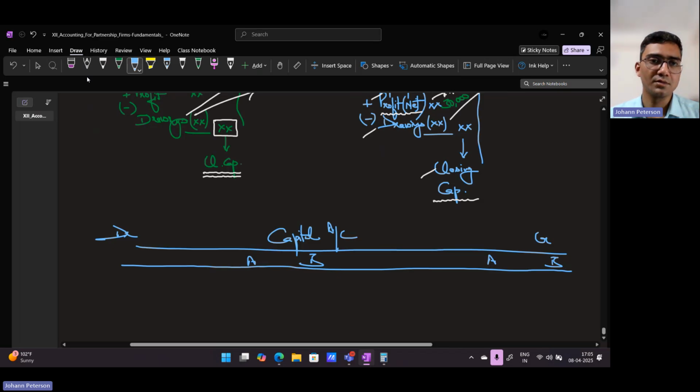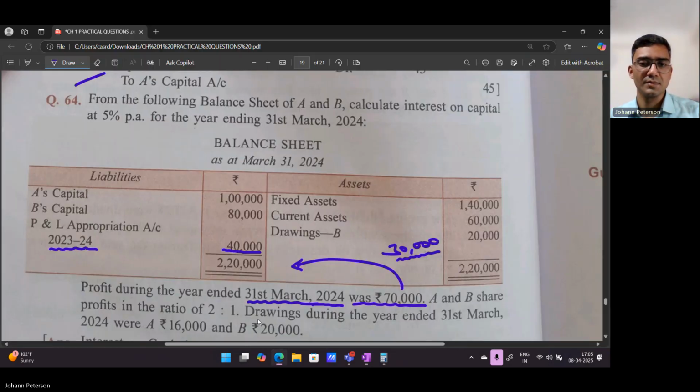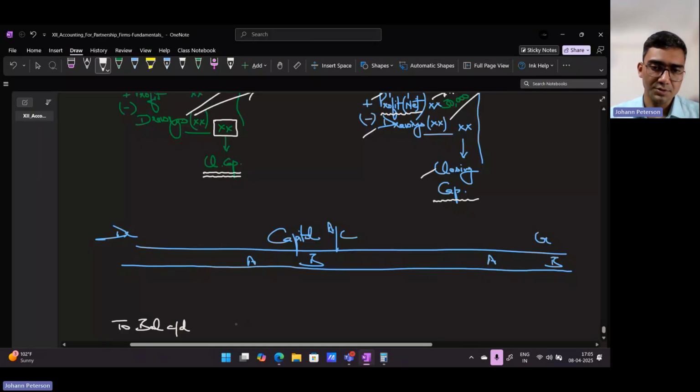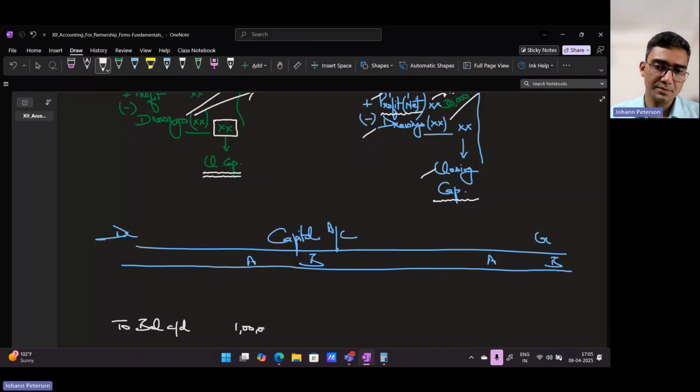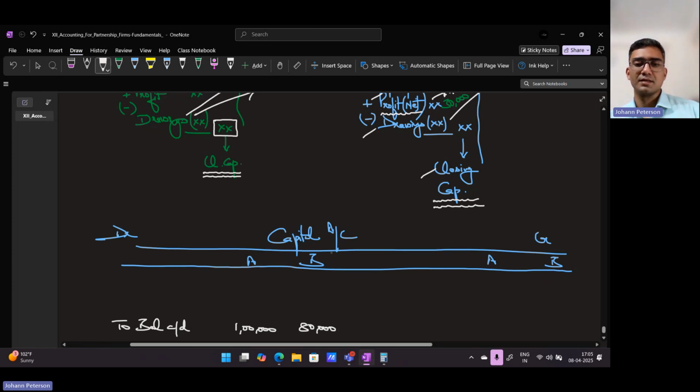When we make this capital account, we can write our closing balances. So to balance carried down. The amount for A is 1,80,000. So these are to be written. As I said over here, this is what is relevant to us. So 1,80,000. This is what we have written.